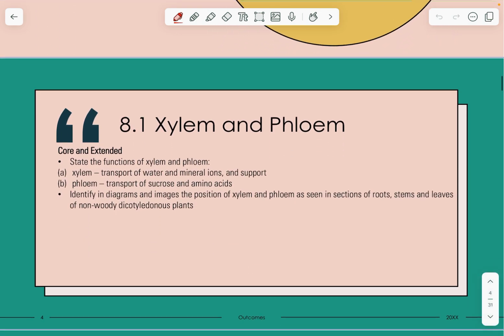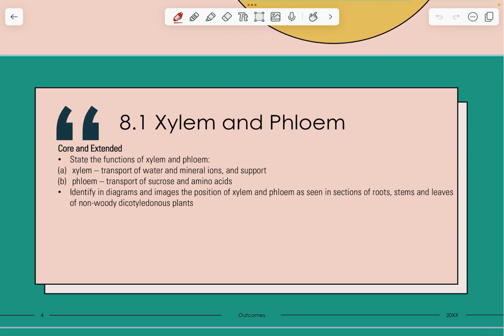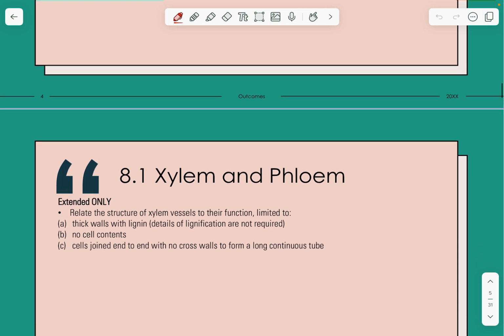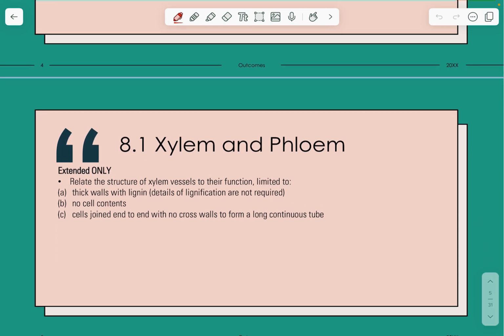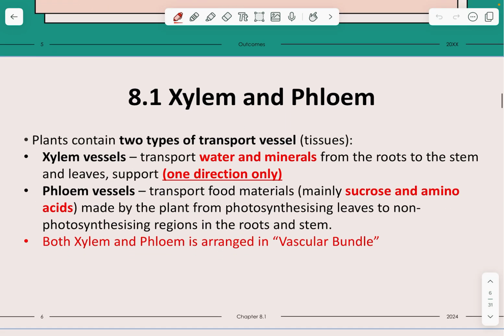So these are the learning outcomes. You just need to know how to state the functions of it and identify in diagrams and images the position of the xylem and phloem. And then the extended only is that we need to relate the structure of the xylem to its function. So we will talk a little bit more of that later on. So firstly, we have xylem and phloem.